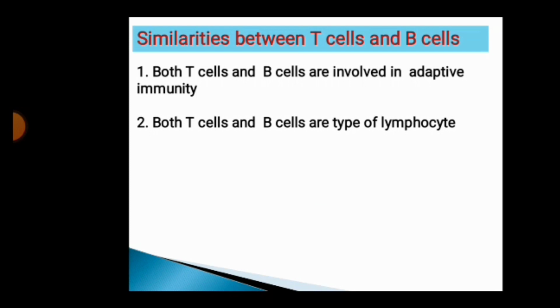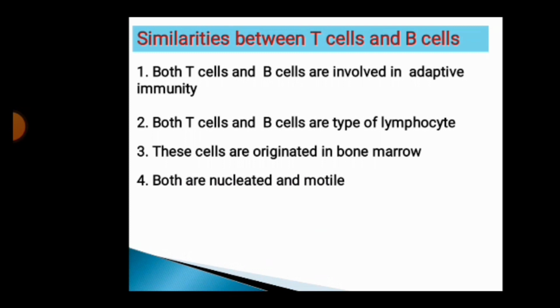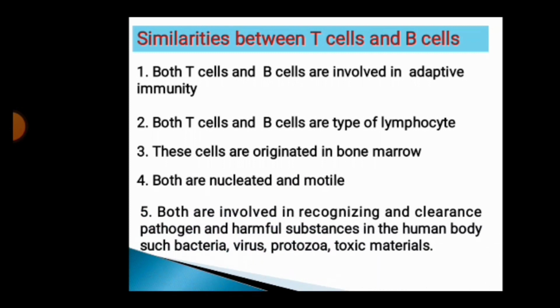Both T cells and B cells are a type of lymphocytes. These cells originate in the bone marrow. Both are nucleated and motile. Both T cells and B cells are involved in recognizing and clearing pathogens and harmful substances in the human body, such as bacteria, viruses, protozoa, and other toxic substances.